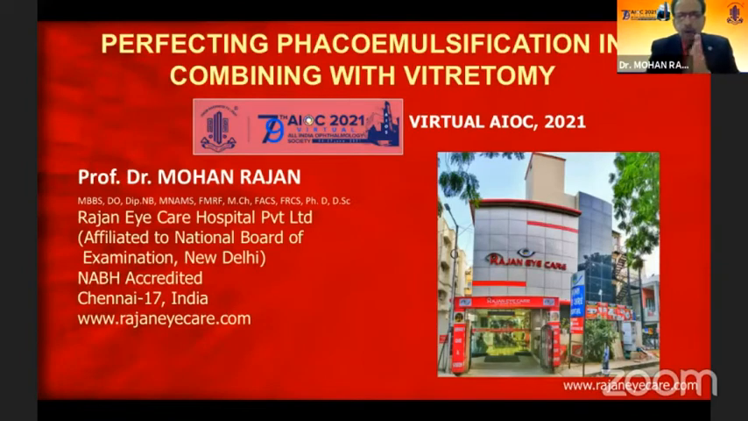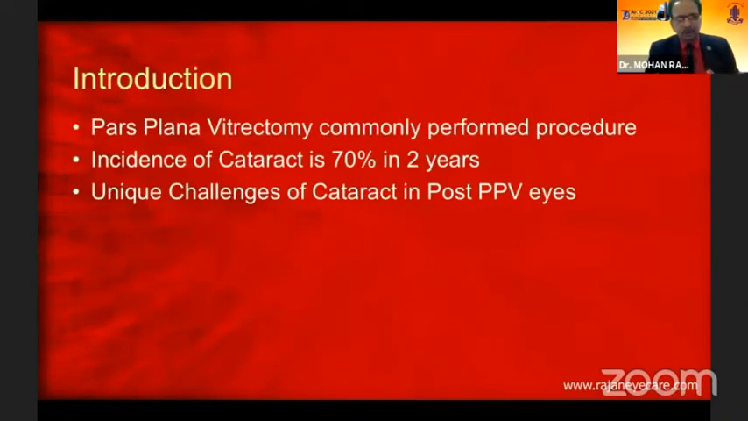I'm going to talk to you in the next few minutes about perfecting phacoemulsification when combined with vitrectomy, and probably in vitrectomized eyes as well, because Gajendra Chawla is also talking on a similar topic. I thought I'll modify my talk a little bit. As you know, pars plana vitrectomy is a commonly performed procedure. Incidence of cataract is about 70% in 2 years. Unique challenges of cataract in post-PPV eyes.